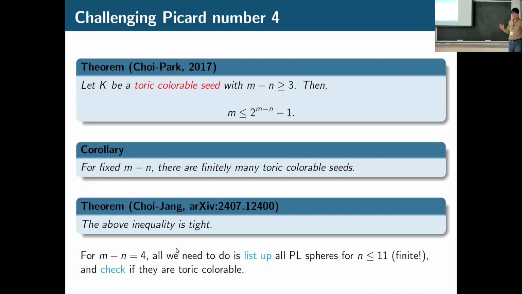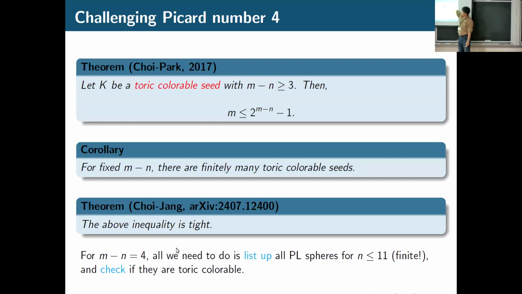Yes, it was a very long time ago, so you may not remember it yet. But anyway, this is the toric curable seed. So if we fix the Picard number, then there are only finitely many toric curable seeds. And as Hyuntae mentioned in the previous talk, this inequality is tight. Even when M is in the maximal case, 2 to the power of the Picard number minus 1, there is one example of a toric curable seed.